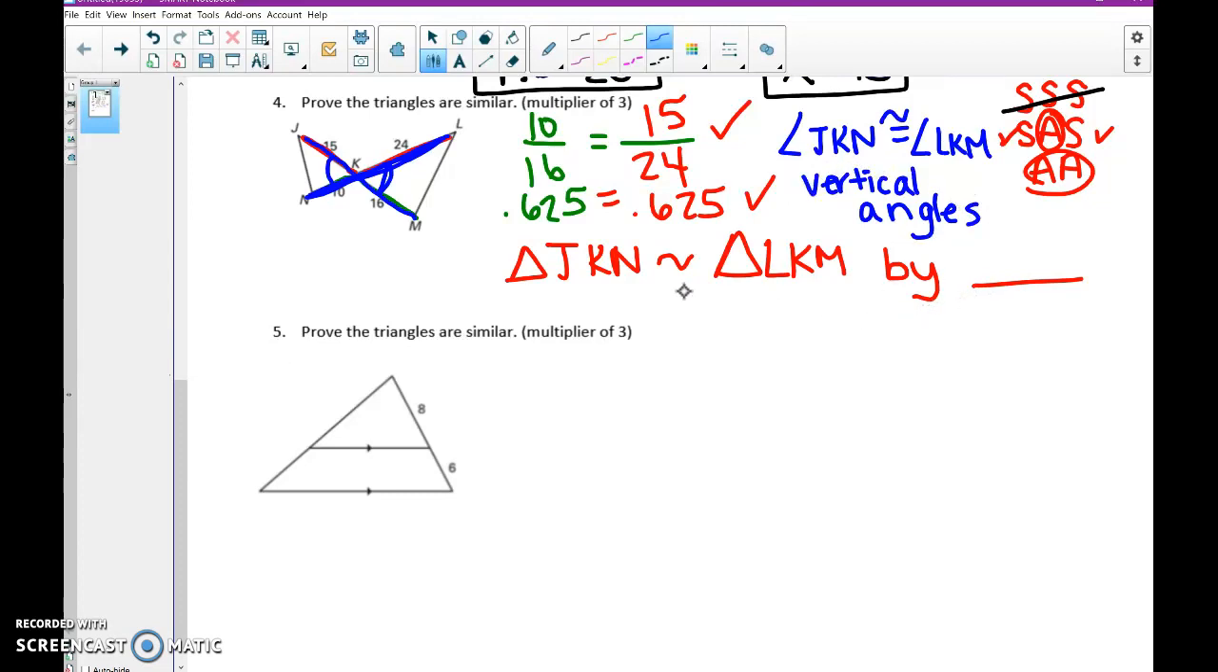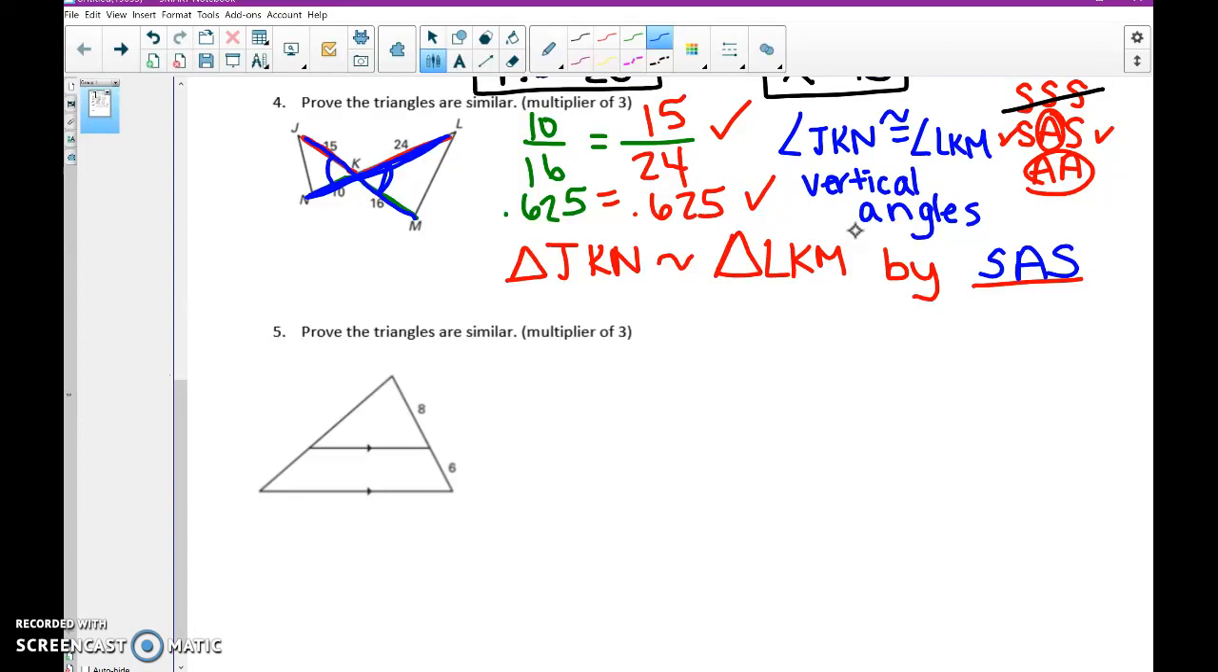My final piece I need to do, I've proven side angle side, so I need to actually write that acronym next to my final statement. The triangles are indeed similar. Their sides are proportionate. They have one set of congruent angles. Therefore, they're similar by SAS.